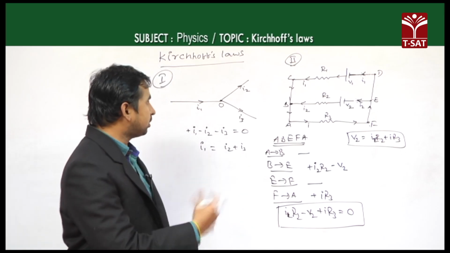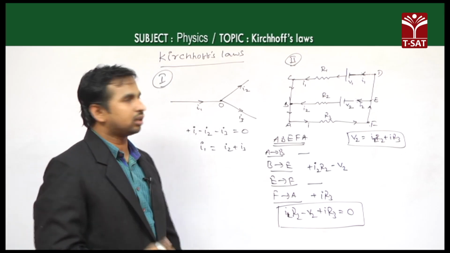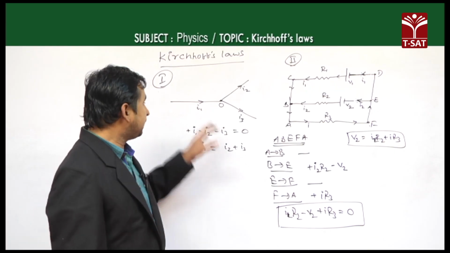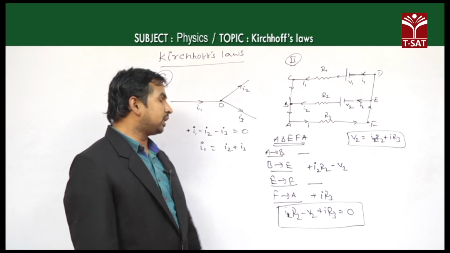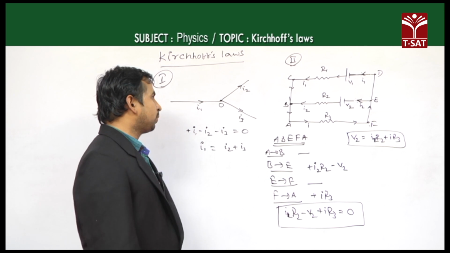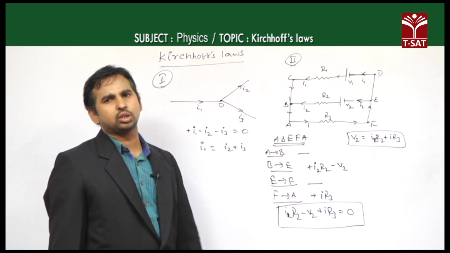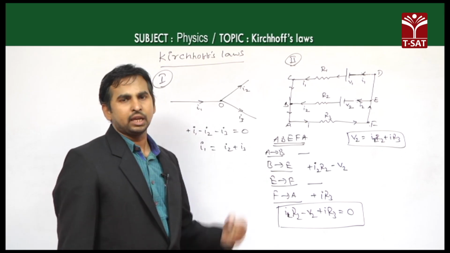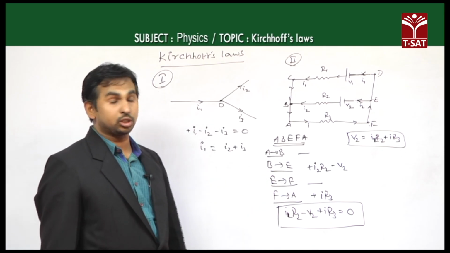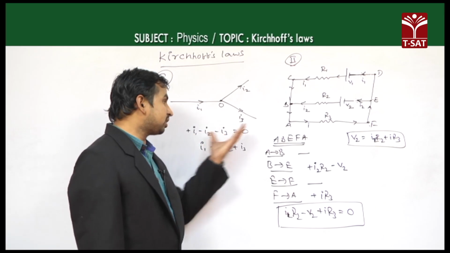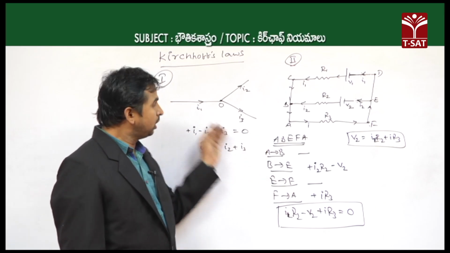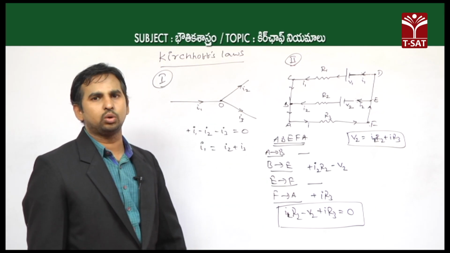But the questions we get on the current law and the voltage law are different. In the case of the current law, at the junction point, incoming current is equal to outgoing current, meaning no charge accumulates at the junction point, and the algebraic sum becomes 0, so incoming current is equal to outgoing current.